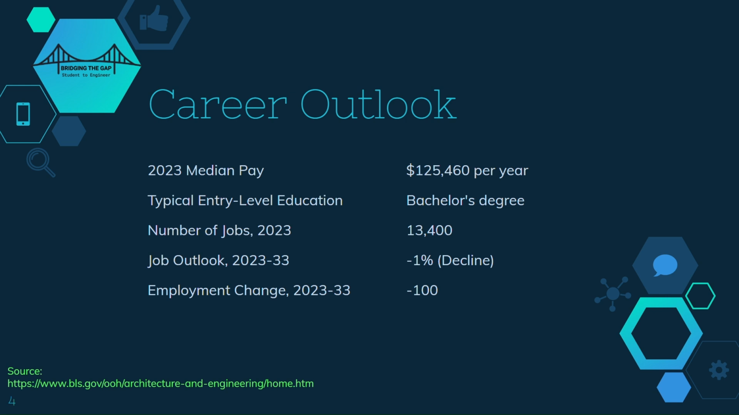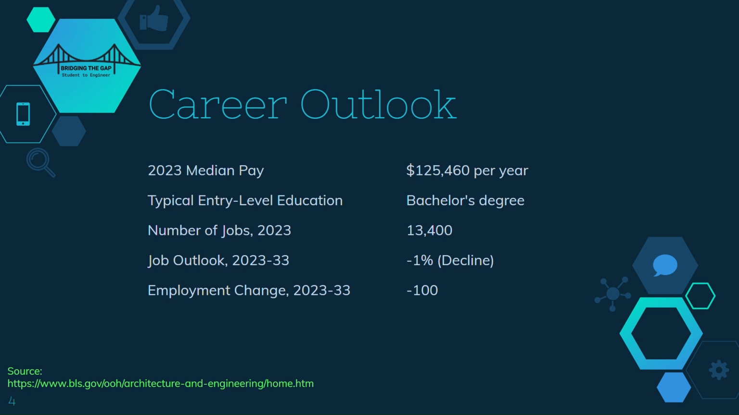Okay, so let's look at the career outlook. This, like all of the other deep dives we're doing into disciplines, comes from the Bureau of Labor Statistics. The source is on the bottom of the page, but the link is also in the description of this video. So take a look if you're interested. The median pay for nuclear engineers is one of the higher ones, at about $125,000 per year. This is not starting salary. This is for all engineers with that title that remain in nuclear engineering throughout their career.